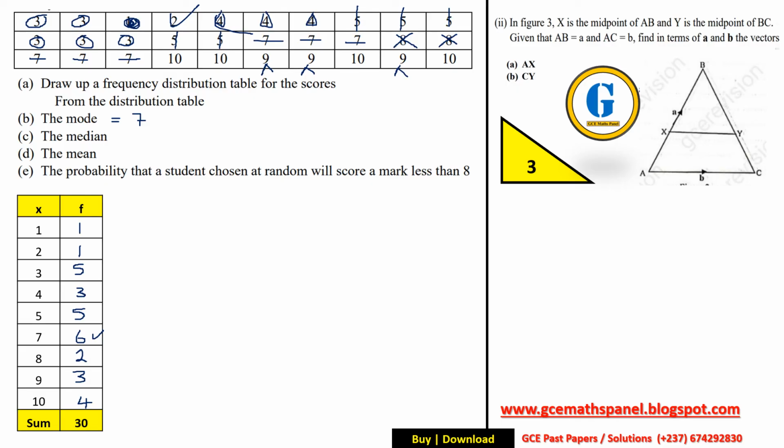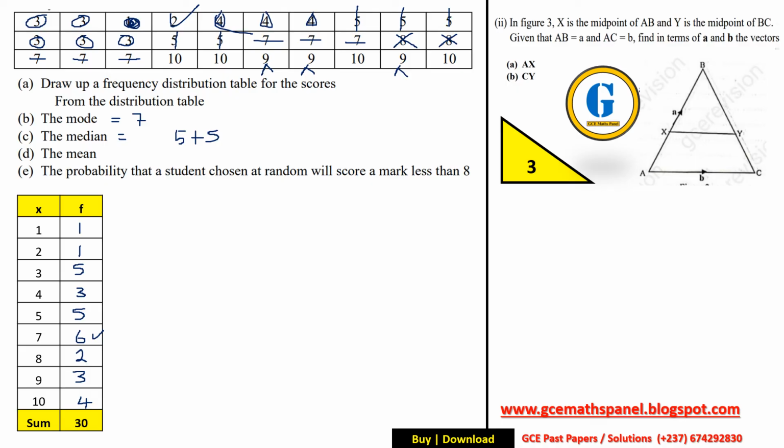So 1, we are still at 1, plus 1, 2, we are still here, plus 5, 7, we have not reached 15, plus 3, 10, we have not reached 15, plus 5, 15. So the 15th score is 5. And what is the 16th score? The 16th score should be the next one now, which is 7.